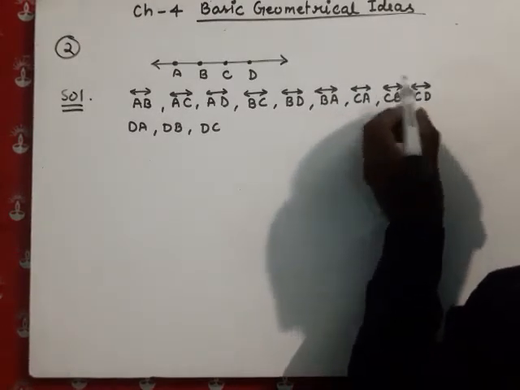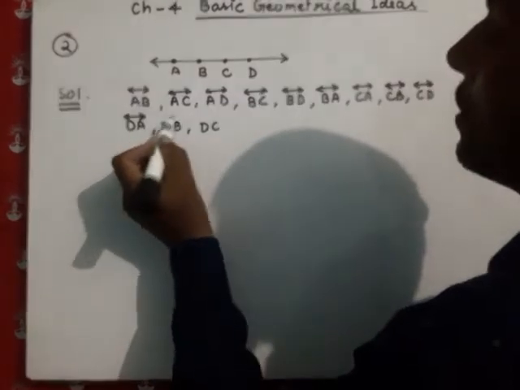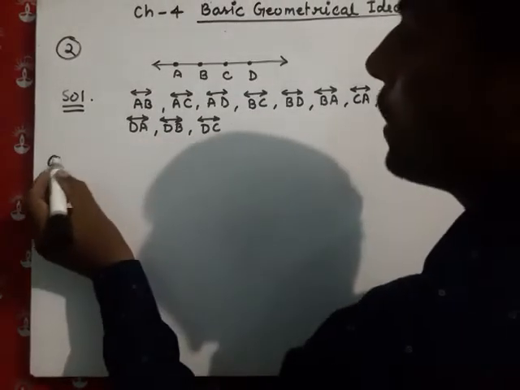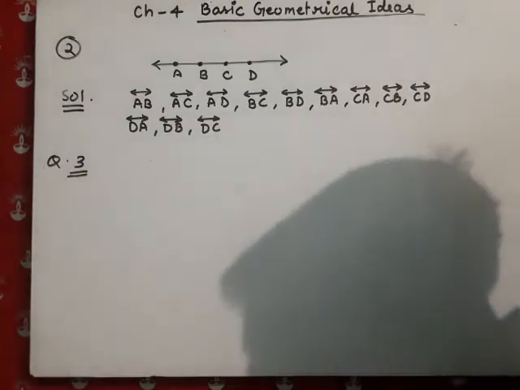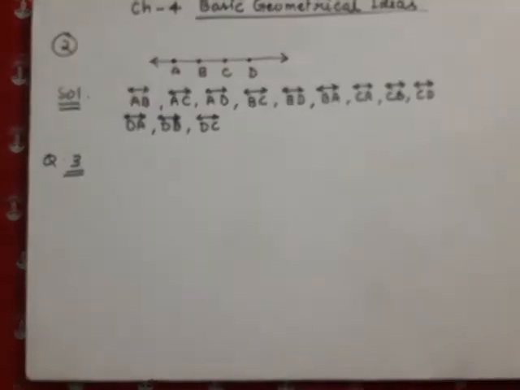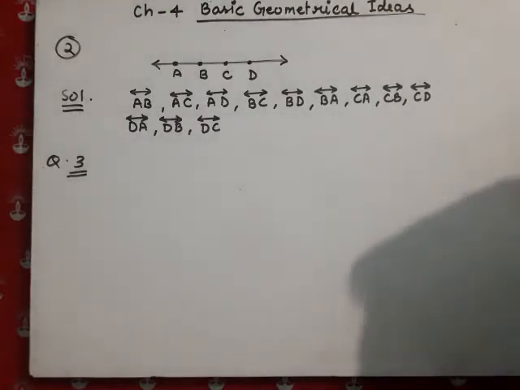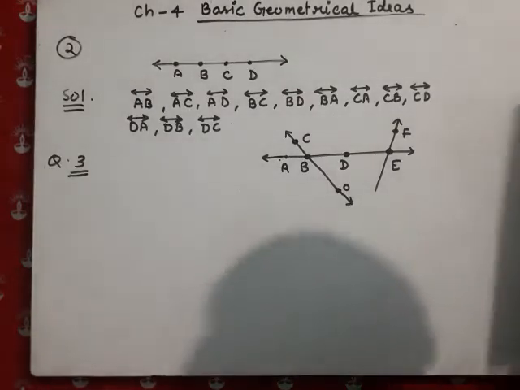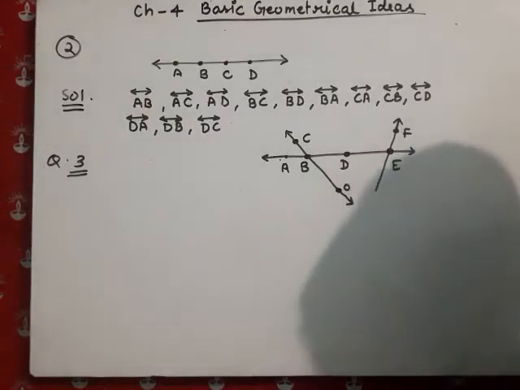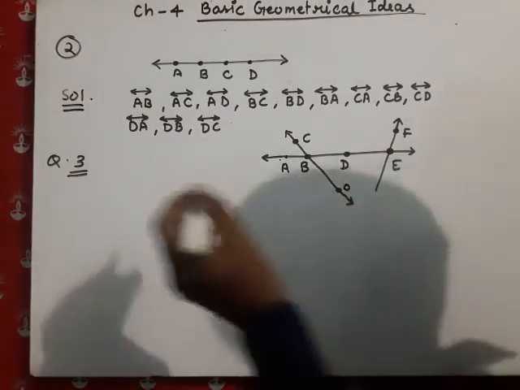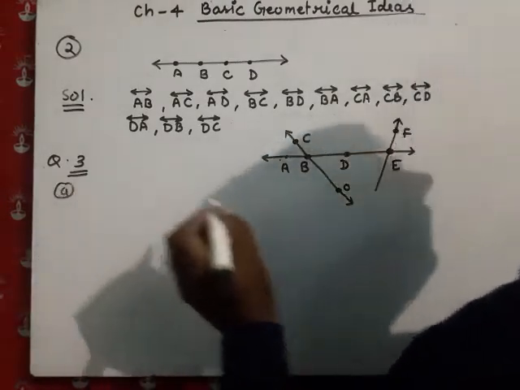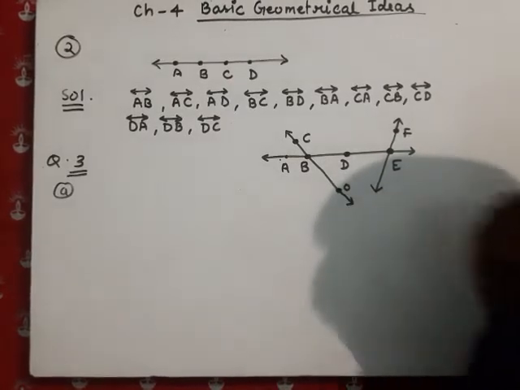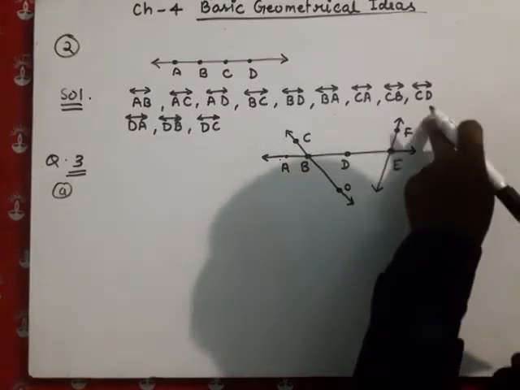Now going to the question number 3. This is the solution of the question number 2. Now going to the question number 3. Here the question is saying use the figure to name. So here the figure is drawn on the board and according to this we use the figure to name. First part is we have to write down the name of the line containing point E. That means we have to write down the name of the lines or line containing point E.